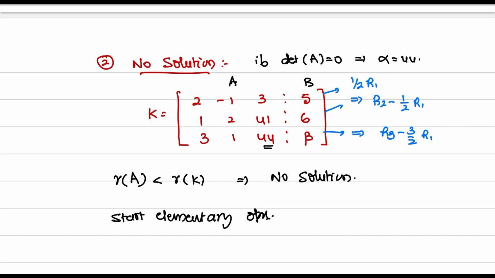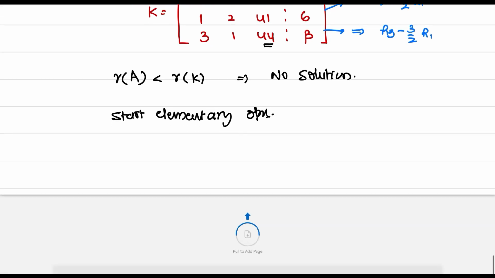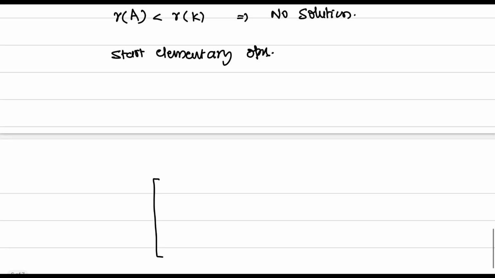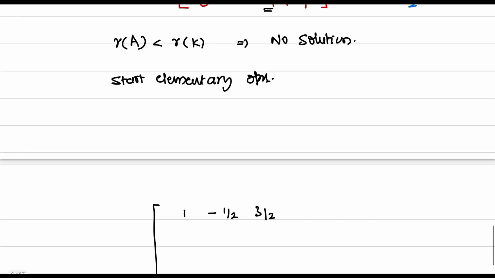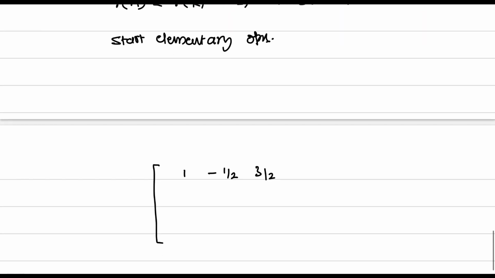First we will perform 1 by 2 of R1. What happens? Let us see. Very simple. Just don't worry, it's a very simple question, because we are going in a detailed way. 1 by 2 R1 means 1 minus 1 by 2, 3 by 2 and 5 by 2 for the augmented matrix.